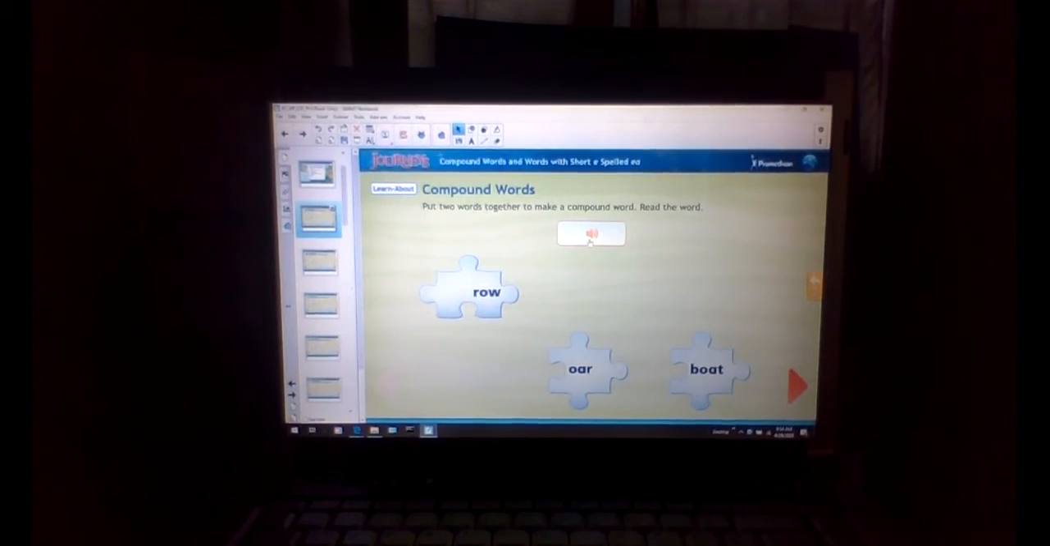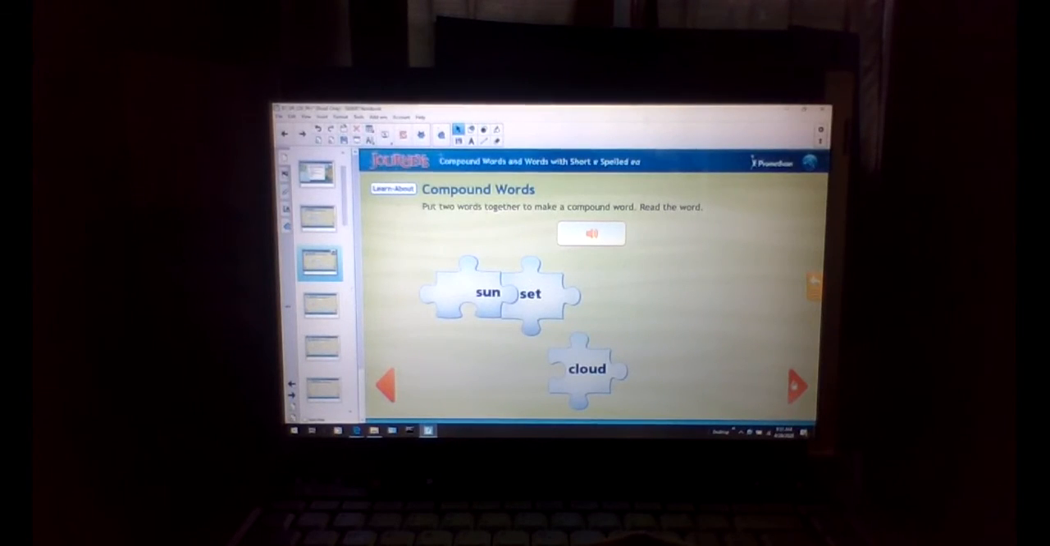So let's listen to the sound. Rowboat. Okay, so I'm going to bring my boat up to row. Rowboat. Let's try another one. Which one do you think it is? We have sun, cloud, and set. Let's look. Sunset. Good job. So I'm going to pull it up and put it here.